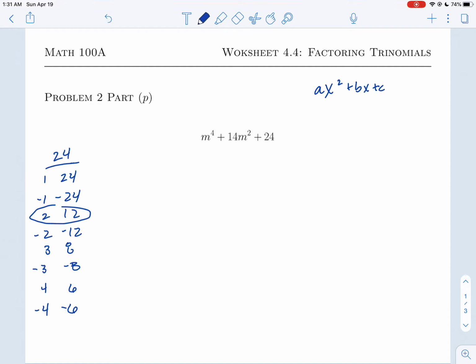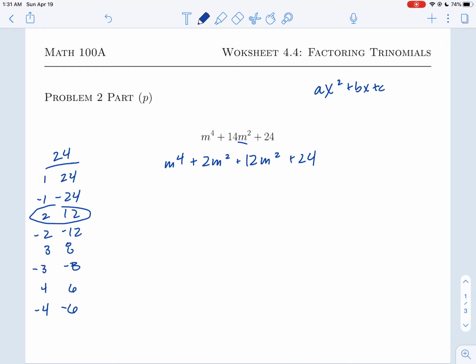Alright, so again, we want to treat it the same way we would those other problems. We're just going to replace that center term. So I'm going to have an m to the fourth plus 2m squared plus 12m squared plus 24, right? All I've done is I've split up that 14m squared. And if I simplified this, I'd get back to that 14m squared.